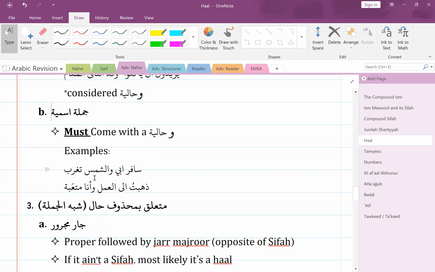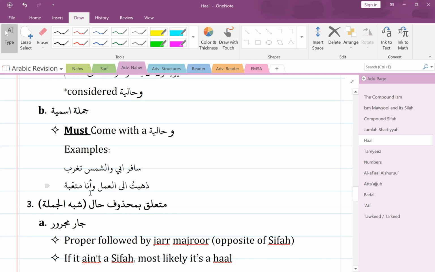And I know we are mostly familiar with the pronoun. When we see wa and a pronoun, that's a guarantee that this is hal, but it doesn't necessarily mean that all jumla ismiyas are going to have a pronoun. Like we've seen in the example above, وَالشَّمْسُ تَغْرُبُ. It's not a pronoun. While the sun was setting. Okay. So that's basically the parts we are familiar with.